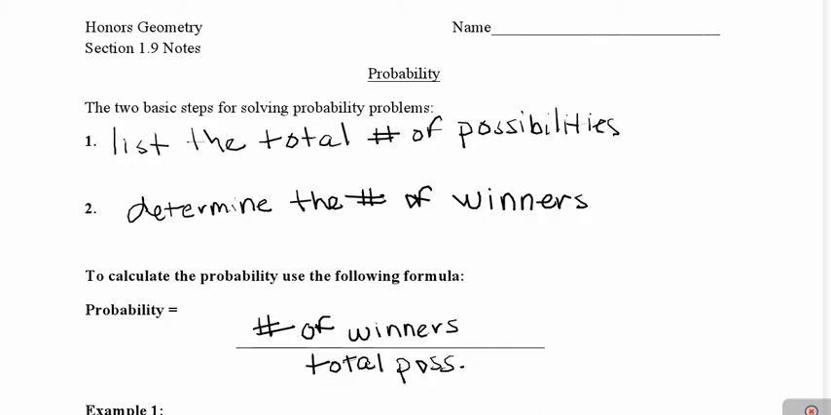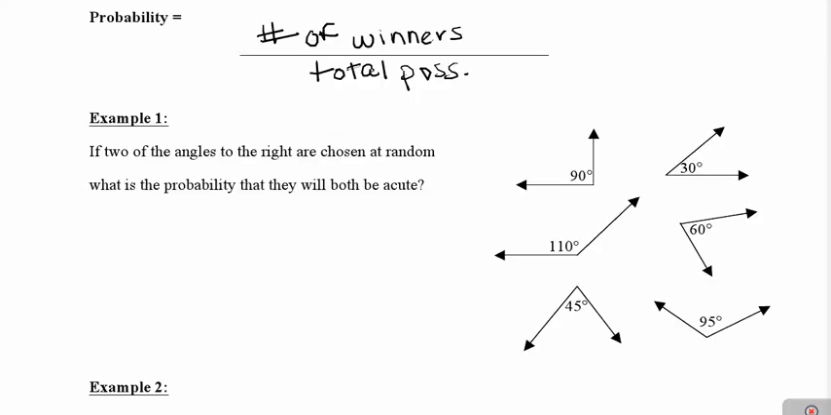So we have a couple examples that we're going to take a look at. Let's first take a look at example 1. It says if two of the angles to the right are chosen at random, what is the probability that they will both be acute? So let's start making our list. For example, 30 and 90 would be one example. So I'd like you to pause the video here, see if you can make a list, and circle the ones that you would consider winners.